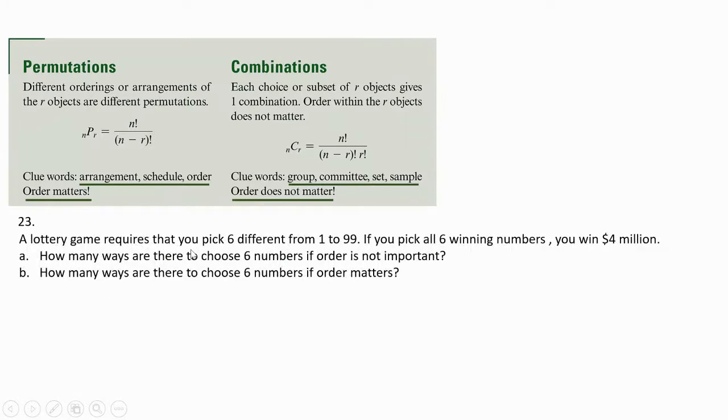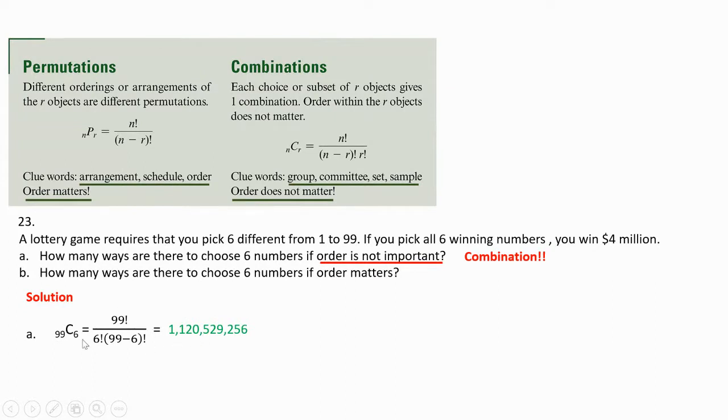So it says here, a lottery game requires that you pick 6 different numbers from 1 to 99. If you pick all 6 winning numbers, you win $4 million. How many ways are there to choose 6 numbers if the order is not important? That means it's going to be a combination, because the order is not important. So it's going to be nCr. That means 99 combination 6. So this is the answer, guys.